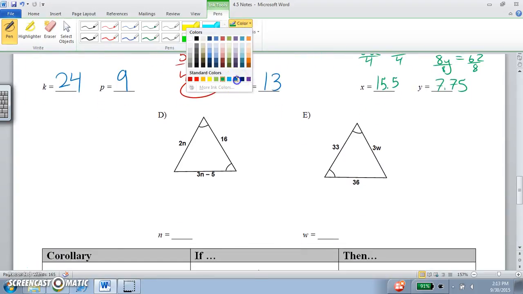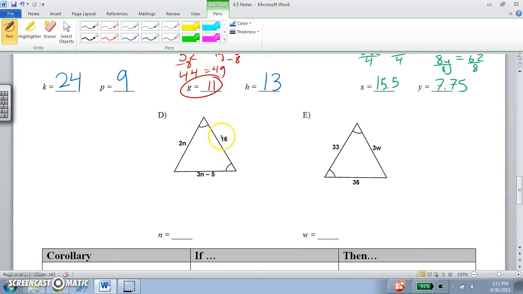These next two, we don't have sides marked congruent, we have angles marked congruent. So now, the converse of the theorem we had before said if the angles are congruent, then the sides across from those angles are congruent. So this side is across from this angle, this side is across from this angle. So these two sides are congruent to each other.